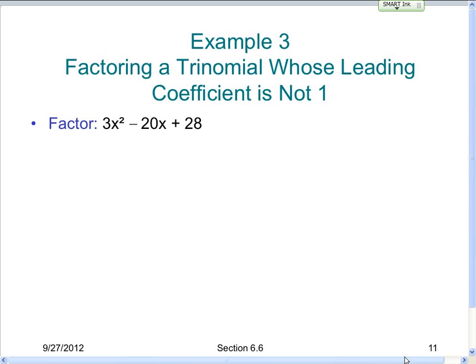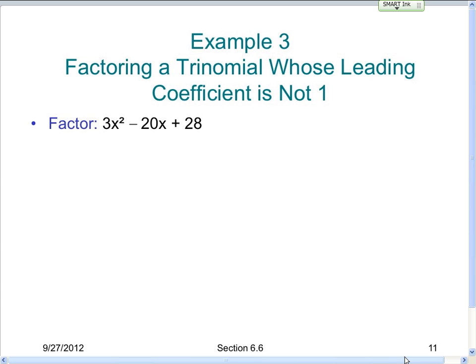All right, for this example, I'm going to show you a different method. You can use the box method. It's your choice, I don't care. But probably an easier way when you have a coefficient here is to use what I call the AC method. Okay, so I'm going to show you the AC method.